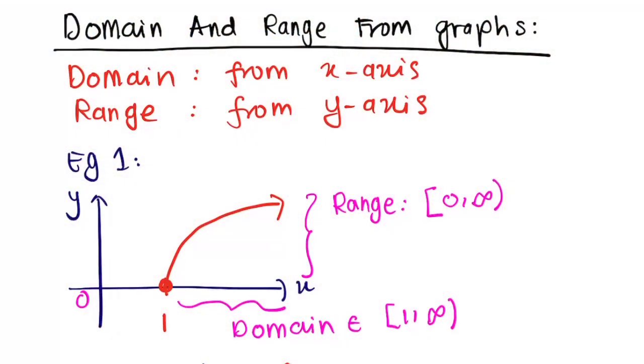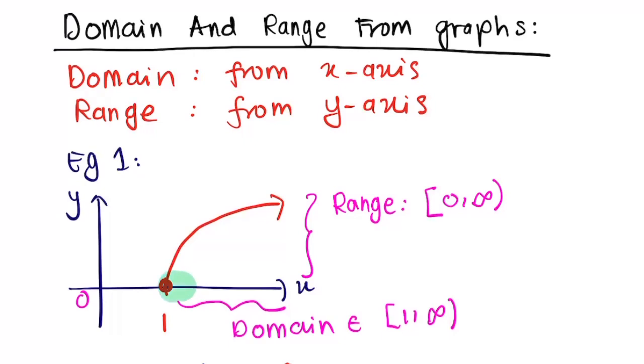For the next part, let's find domain and range from graph. Okay, so for domain, let's look at the x-axis. Where does it exist? And then let's look at range from your y-axis. For example, this is the graph here. Okay, and then the domain, just read from the x-axis here.